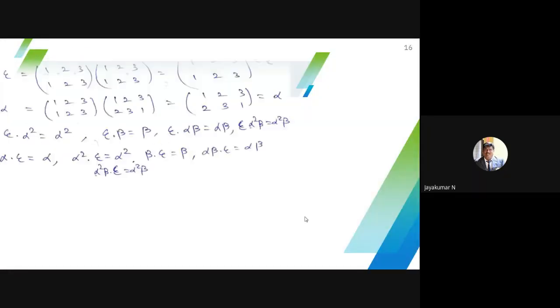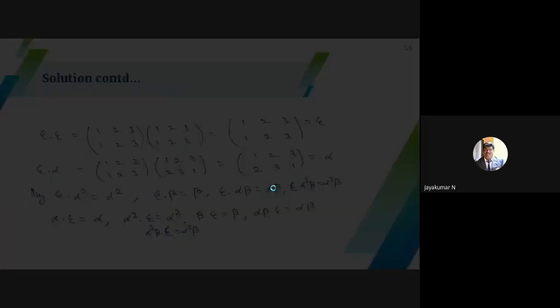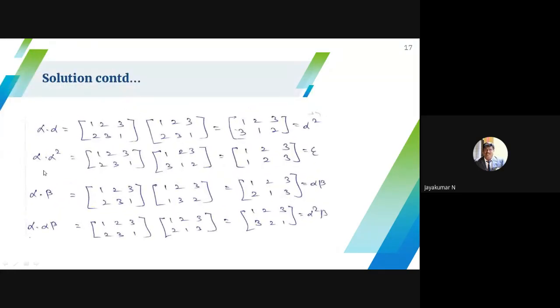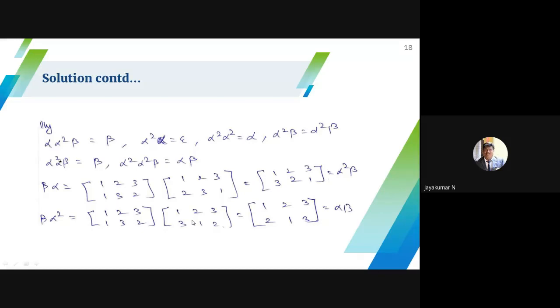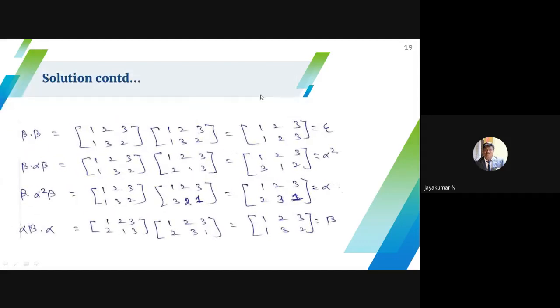So here I show many examples. I worked out all the things, because there is no need for you to do so. Identity times alpha is again alpha, and similarly the remaining things. Similarly, I show alpha into alpha square is epsilon. The remaining you can write similarly. Beta and alpha square beta, and alpha square alpha beta. No need to write all these things. Beta and beta is epsilon, and so on.